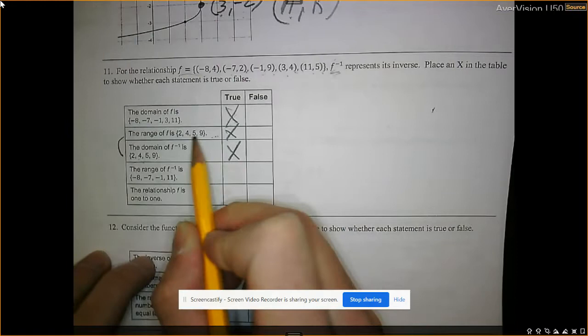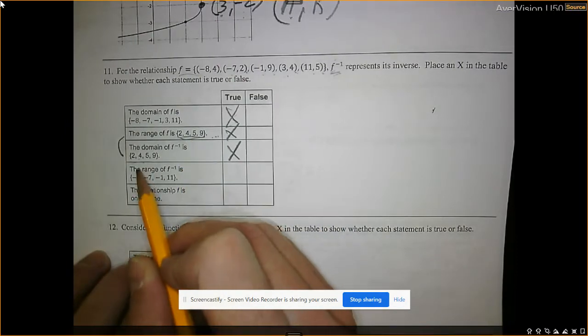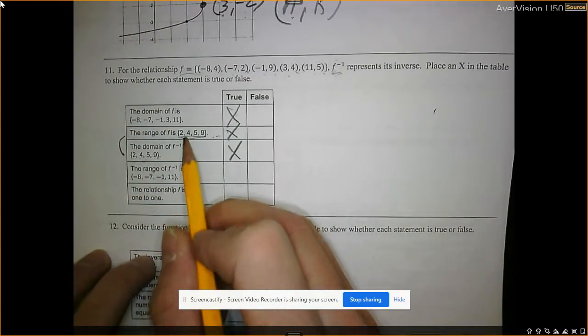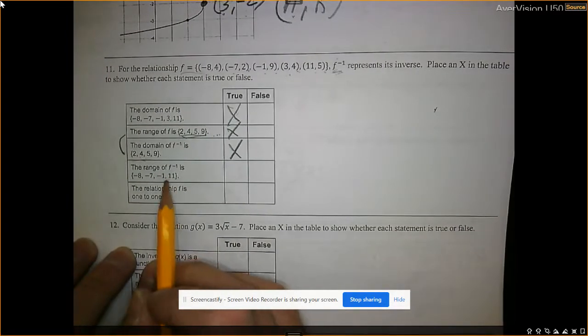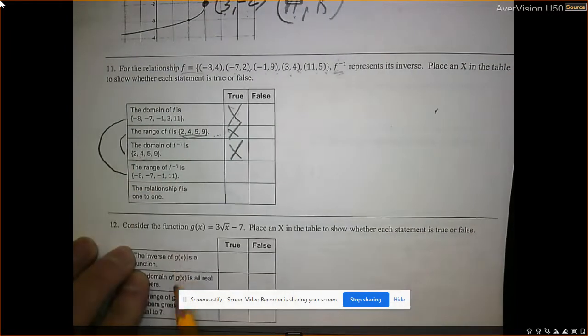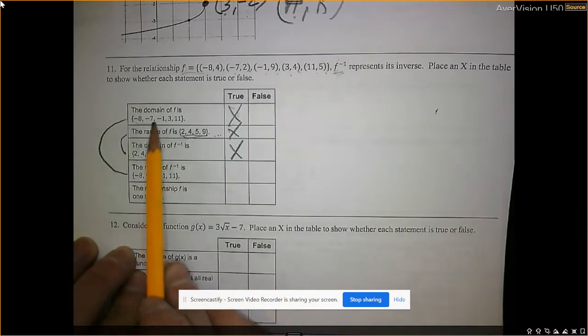Because this one was true, I can just go off of this. Yeah, 2, 4, 5, 9. The domain of F inverse should always match with the range of your original. Okay, now the range of F inverse should match with the domain of F. This one was true, so we can just look at this.